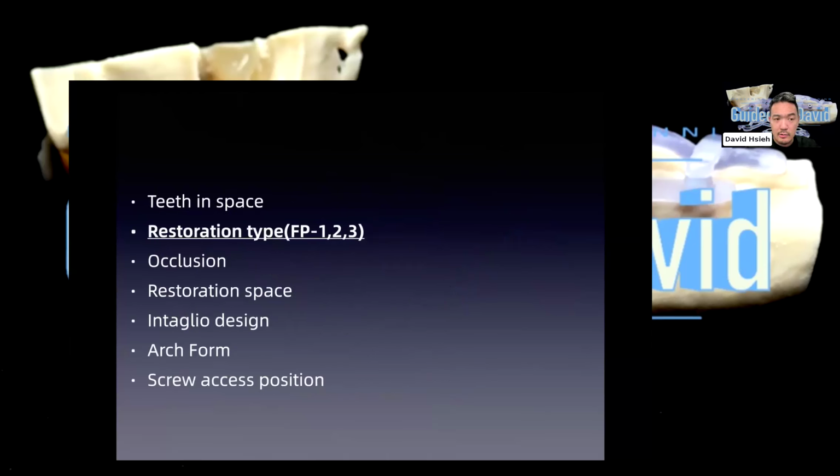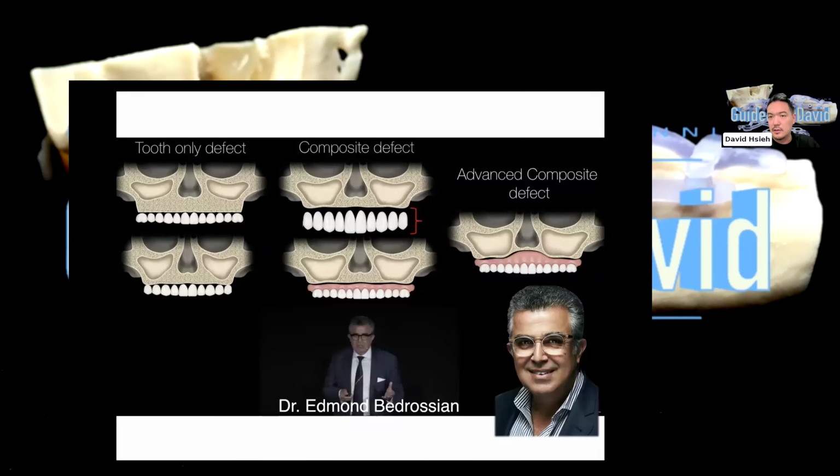So when we talk about a restoration type, like FP 1, 2, 3, there's a very famous literature written by Dr. Bajorjan. In his lecture, he also talks about how, when the patient is a full-arch patient, there are different stages of defect. The very first one is a teeth-only defect, just the missing teeth. And then when the teeth are missing, the bone will start to resorb, going horizontally first and then vertically later, right?